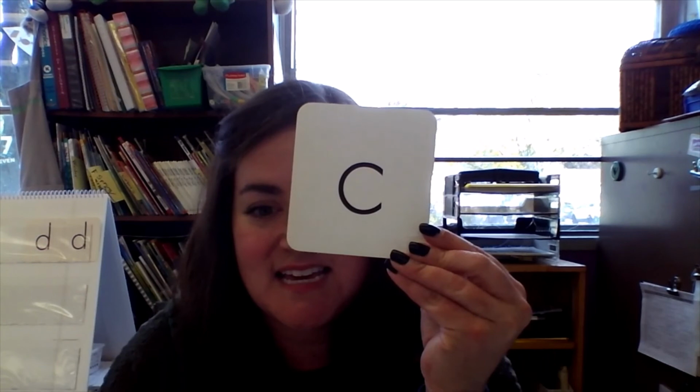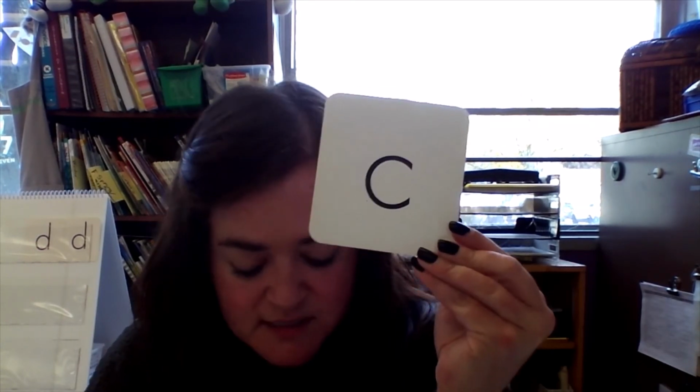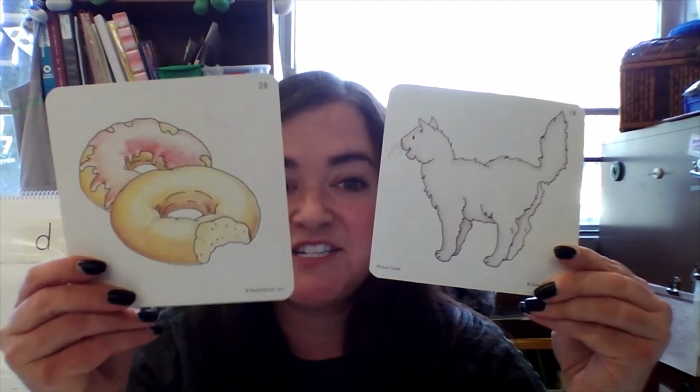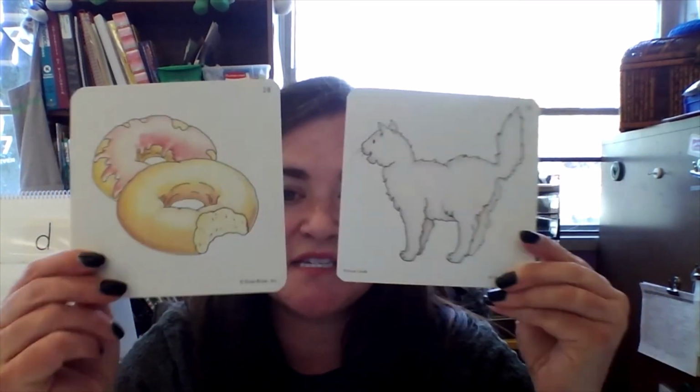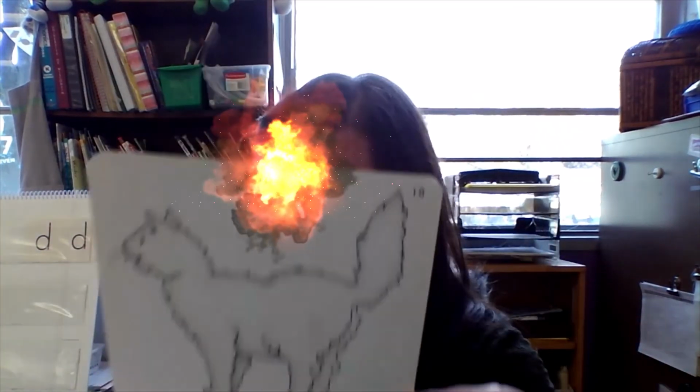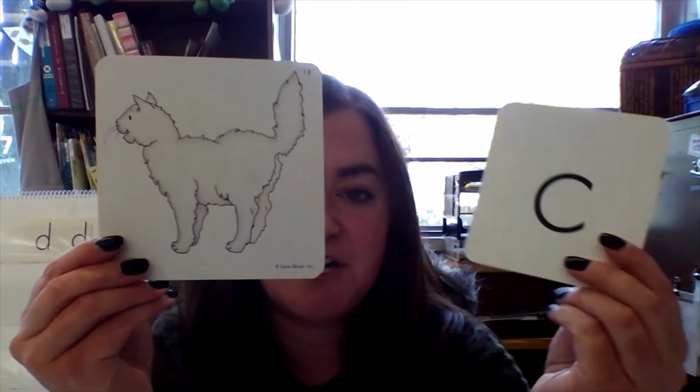I have one more for you. Say cut, like you're cutting. What letter do you hear at the beginning of cut? That's the letter C. So let's listen for this sound in these words. Cat and donut. Which one of these starts like cut? Cat starts with the sound and the letter C.